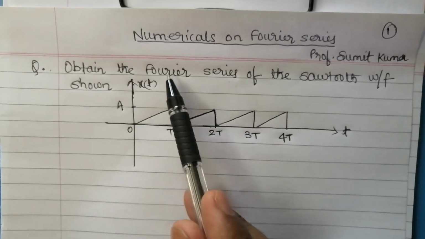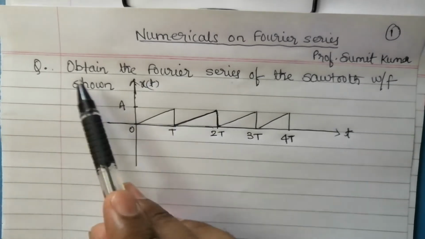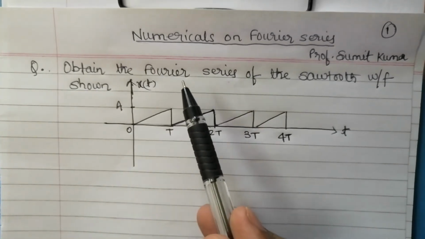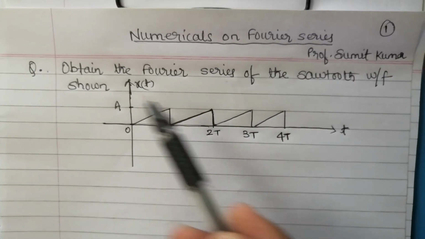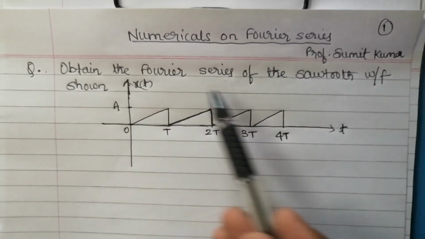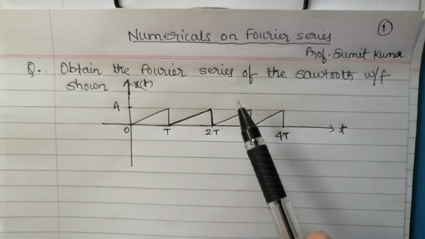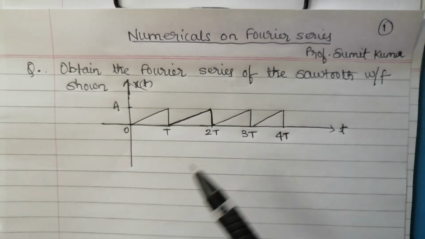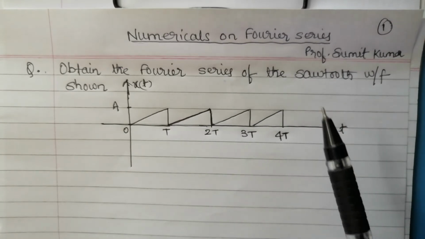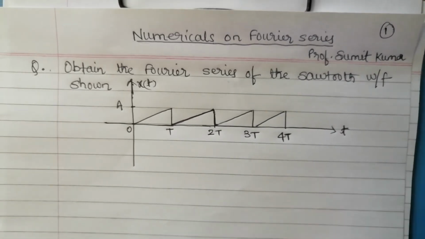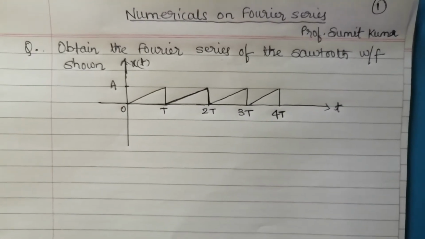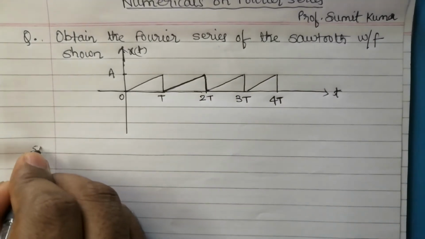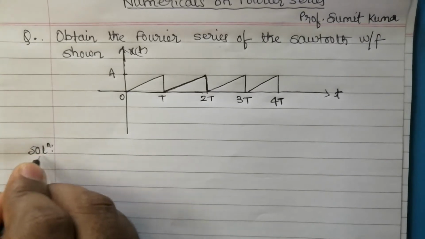Now, if it is mentioned in the numerical to obtain the trigonometrical, quadrature or exponential series, then we have to calculate as per the given question. But in this particular question, it has not been mentioned. So we can calculate by using trigonometrical Fourier series as well as by using exponential Fourier series. So now let us begin. We will see this particular numerical with the help of exponential Fourier series.